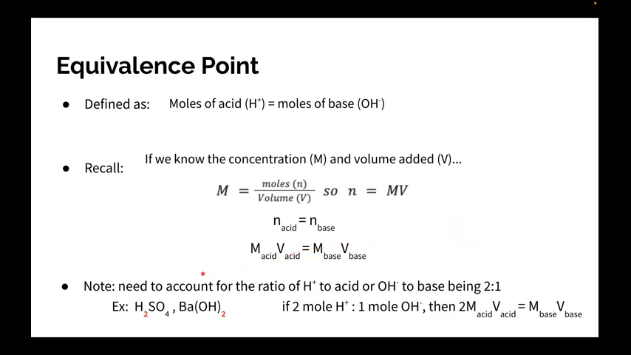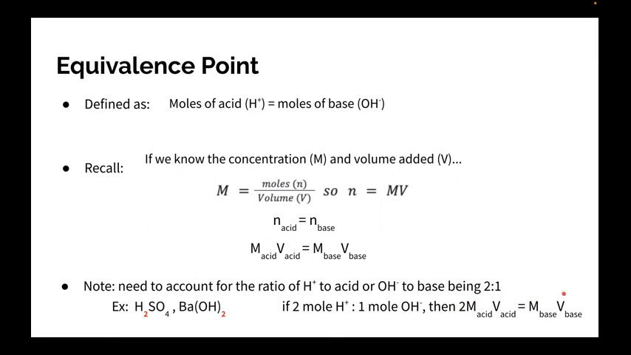If we have H2SO4 mixing with a base, if I have a ratio of H+ to OH- being 2 to 1, that means I have 2 H+ for every 1 OH-. If we have 2 moles of H+ for every 1 mole of OH-, then I need to multiply 2 times my molarity of acid times my volume of acid, and we set that equal to 1 times my molarity of base times my volume of base.